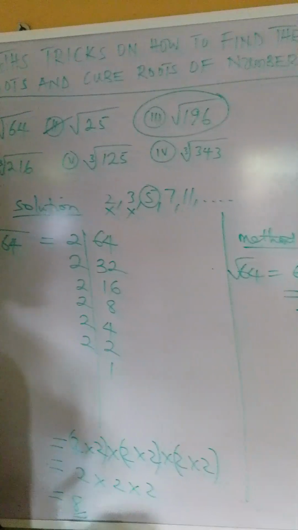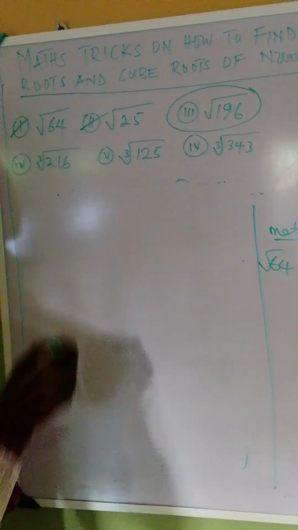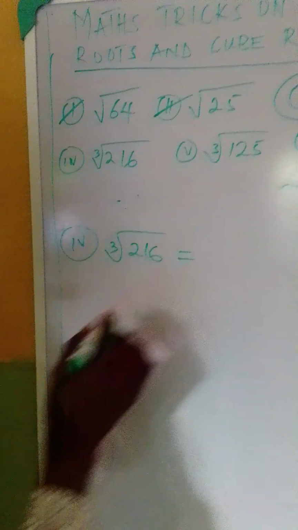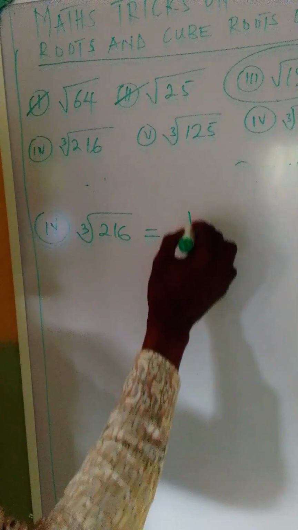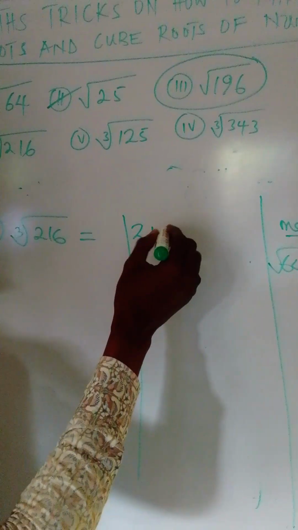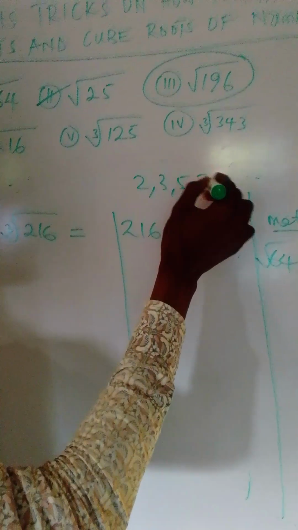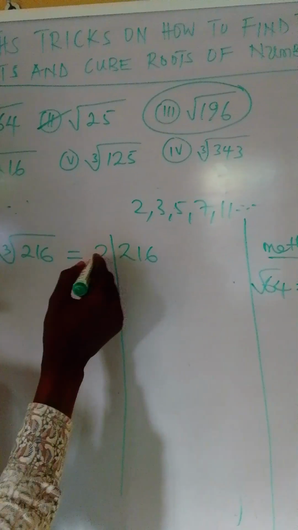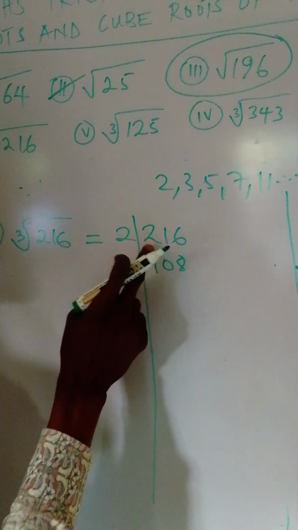Let me clean this side. Okay, so number 4, cube root of 216. I'm going to use the long method again, which is the prime factorization method, to divide 216. Alright, so I'm still going to use the prime numbers 2, 3, 5, 7, 11, dot dot dot, to divide, starting with 2. Can 2 divide? Yes, 2 can divide. So 2 divide 216 will give us 108, because 2 times 108 is 216.